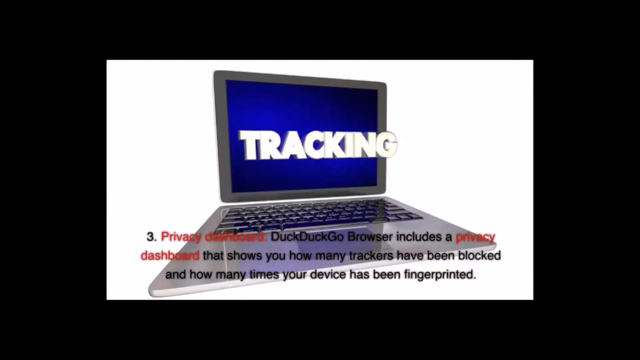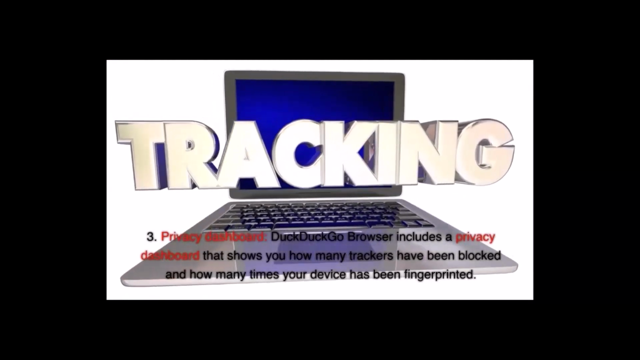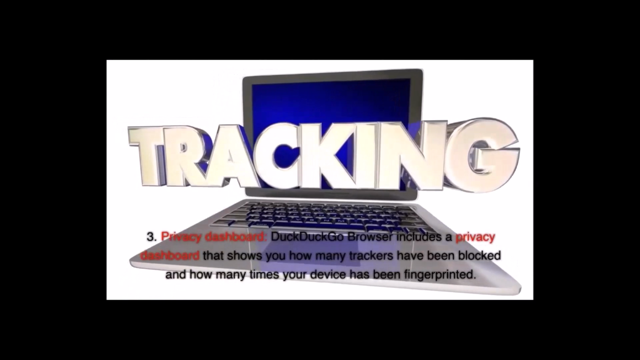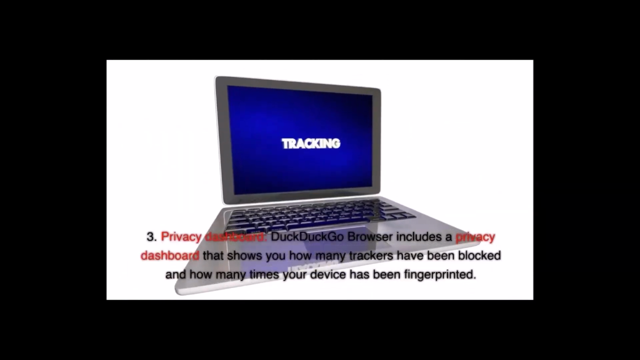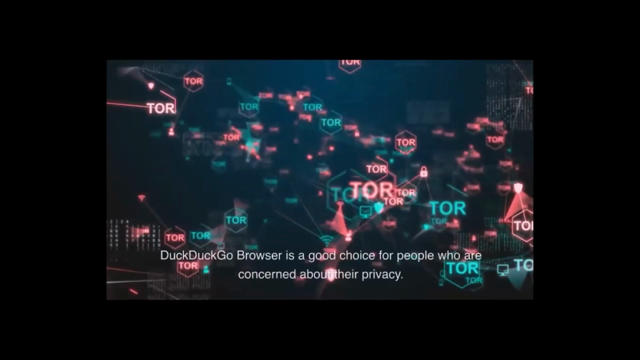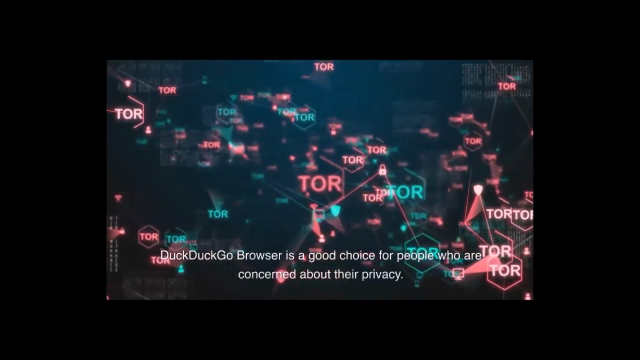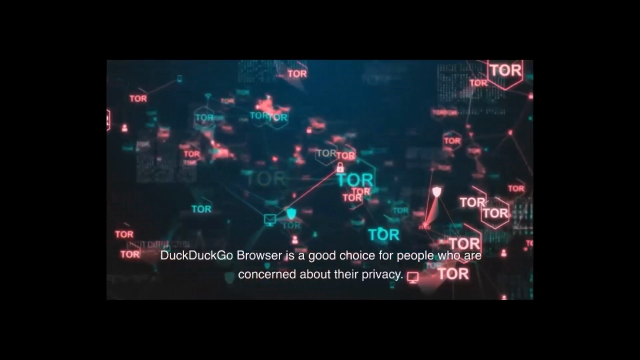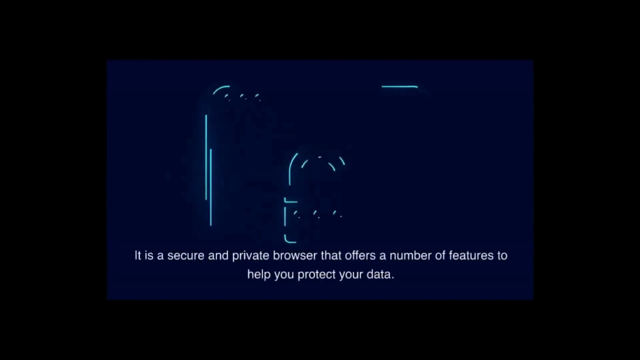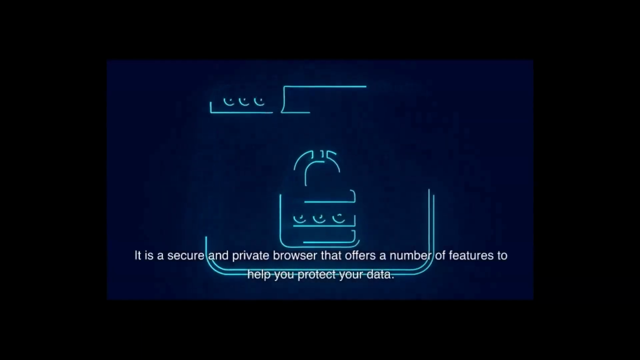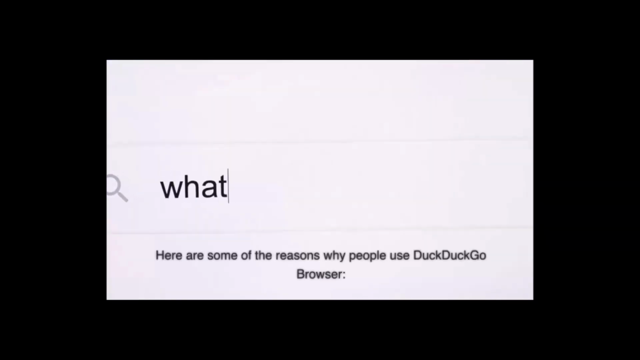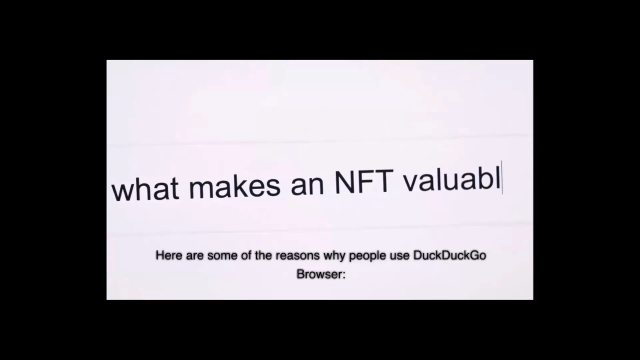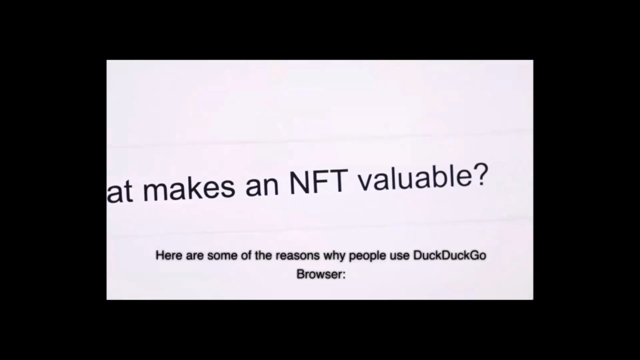Privacy dashboard. DuckDuckGo browser includes a privacy dashboard that shows you how many trackers have been blocked and how many times your device has been fingerprinted. DuckDuckGo browser is a good choice for people who are concerned about their privacy. It is a secure and private browser that offers a number of features to help you protect your data. Here are some of the reasons why people use DuckDuckGo browser.